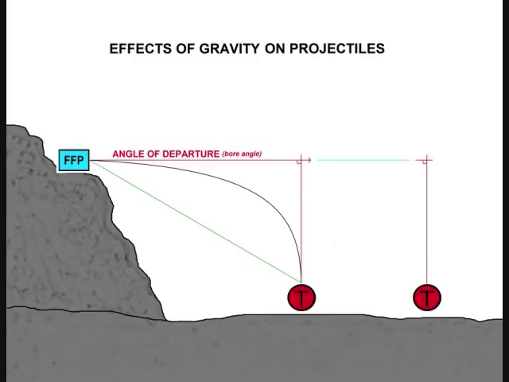If you look, the first target with the green line, that's just the line of sight. When I say line of sight, that's not where your scope would be pointed. The rifle is pointed horizontally here.